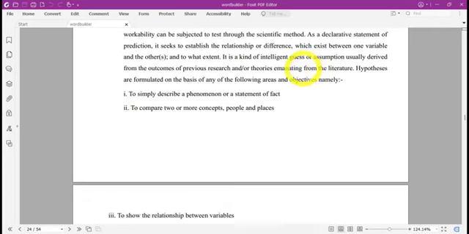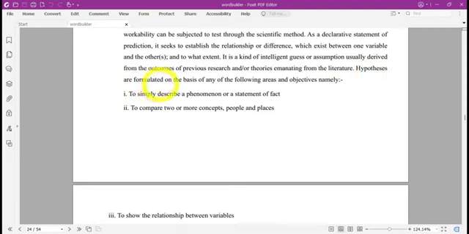So another name for hypothesis is actually guesswork. It's an intelligent one, not just anyhow guessing. It's an intelligent guess or assumption, usually derived from the outcomes of previous research and or theories emanating from the literature. So it's a guesswork from previous research done. By the time you're done doing your own research and you've added to the existing knowledge, it ceases to be a guesswork.